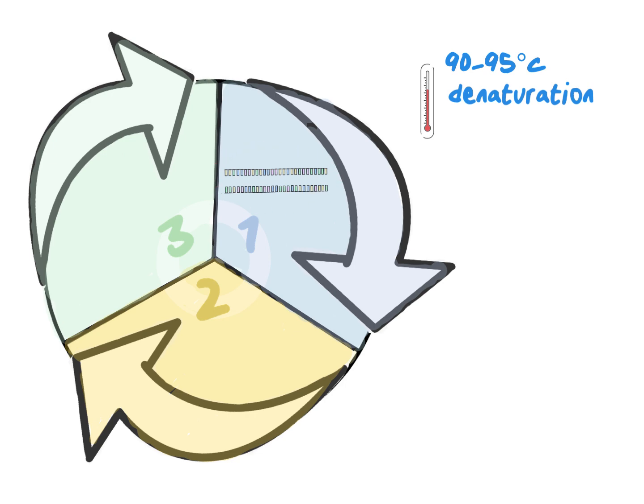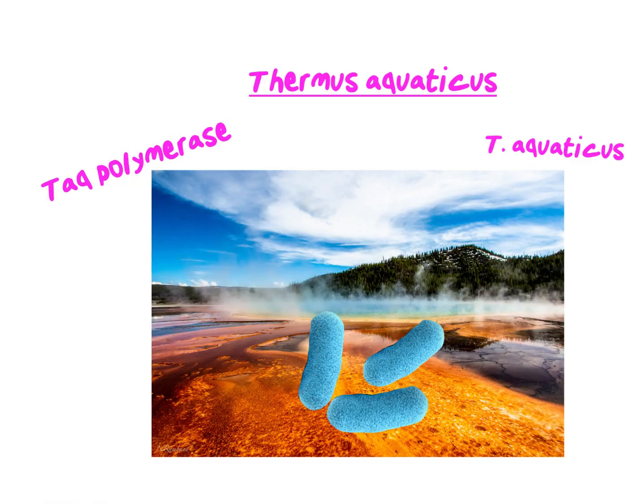The astute among you might have seen a problem here. At 90 to 95 degrees Celsius, we have high temperatures at which normally enzymes cannot work. Okay, we know that enzymes are proteins. DNA polymerase is no different in that respect. So how do we find an enzyme that works at 90 to 95 degrees Celsius that doesn't denature itself? Well, the answer to this is pretty cool.